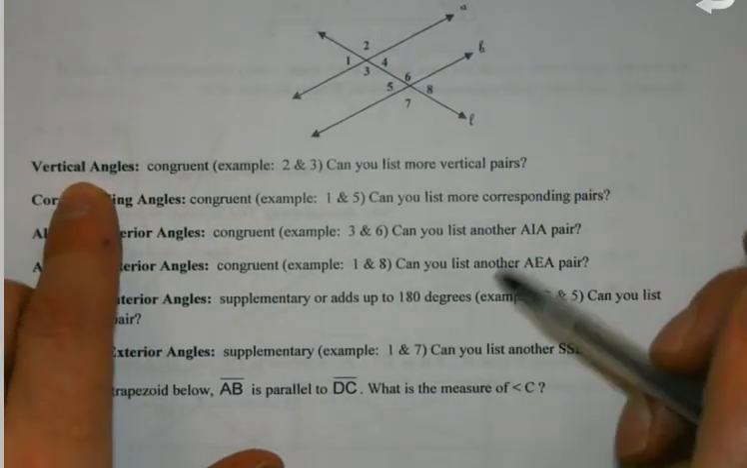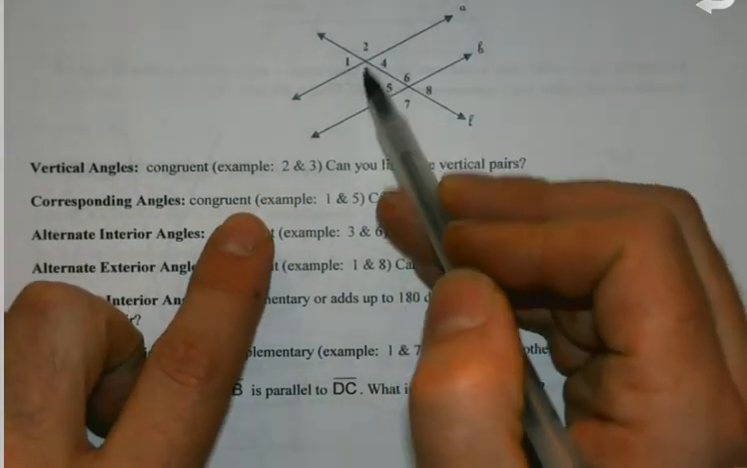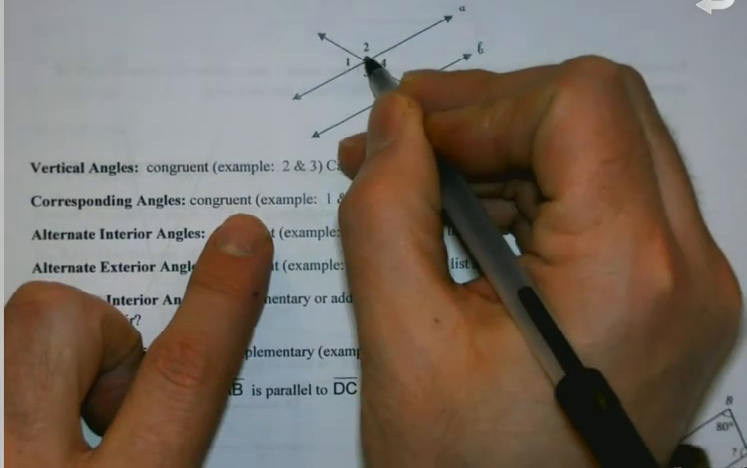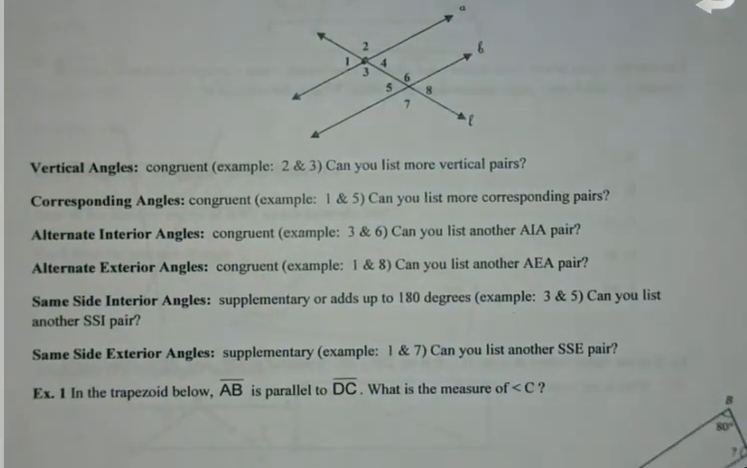So for instance here, our vertical angles are congruent. Examples: 2 and 3. Now here, 2 and 3, what you'll notice is they share what's called a vertex. They share a common point, but they're across from each other. Where would be a couple other places that you see vertical angles on here, just using the numbers?